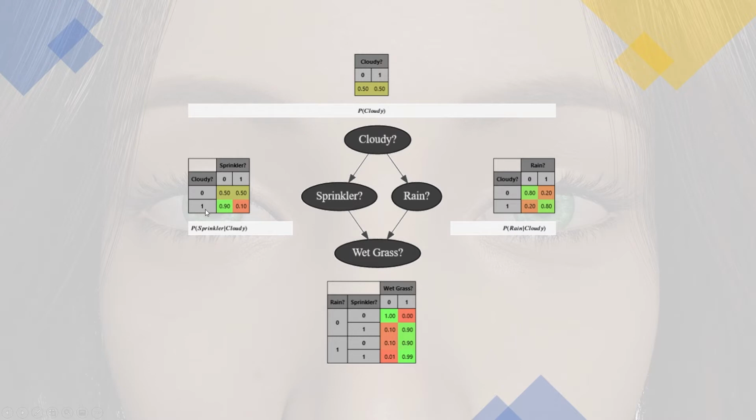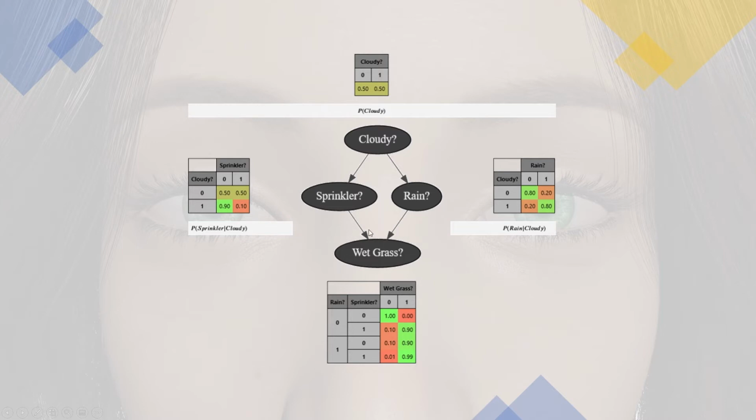But if the sky is cloudy, then the probability of the sprinkler to be off is 90%, and we have a 10% probability for the sprinkler to be on. Same goes for the rain. If it is not cloudy, then we have a 80-20 probability distribution for the rain to be not present or present, and 20-80 for the opposite case.